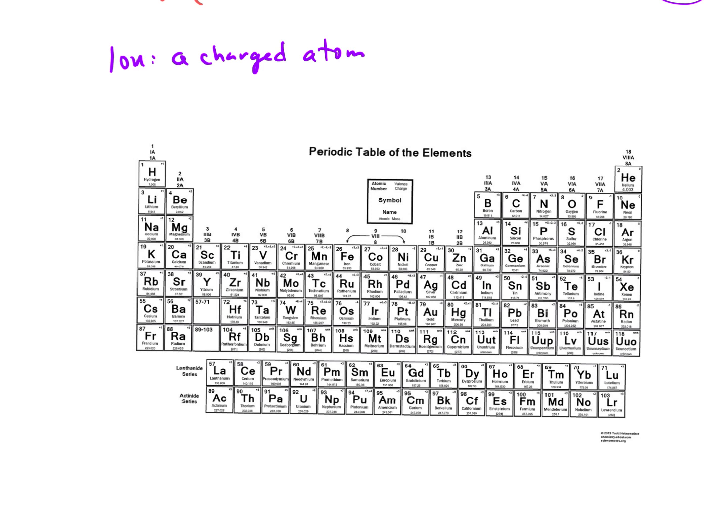And there's two types of ions. We have cations, which are positively charged ions. And anions are negatively charged ions. And next unit, we'll be talking a lot about these, okay? But for now, I'm just going to talk about how atoms become charged.